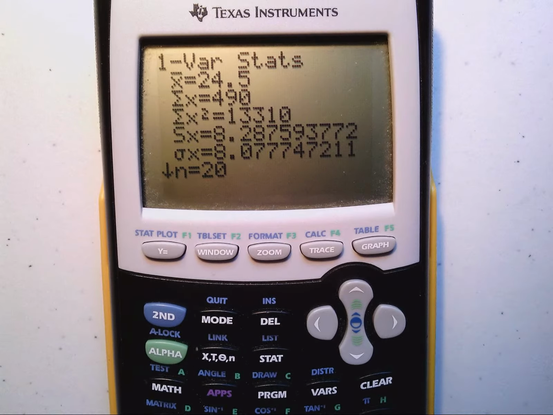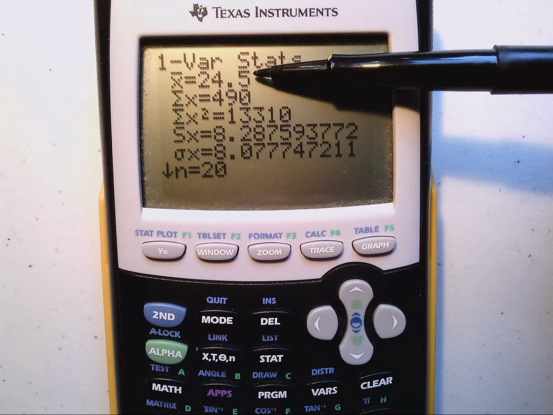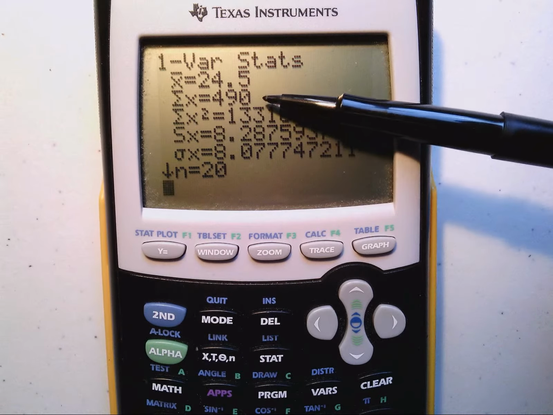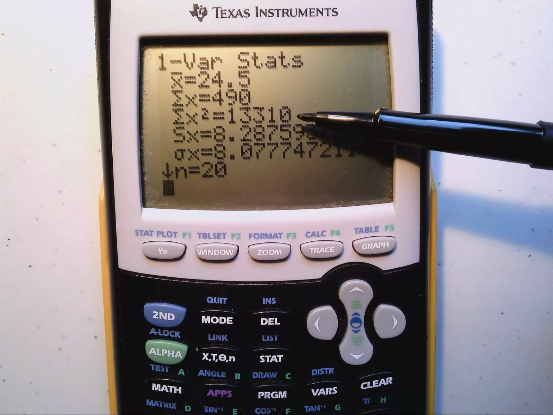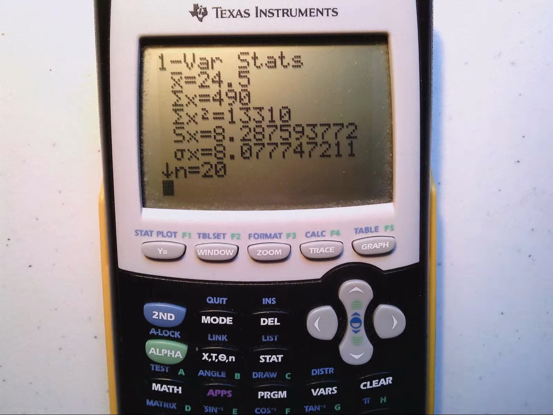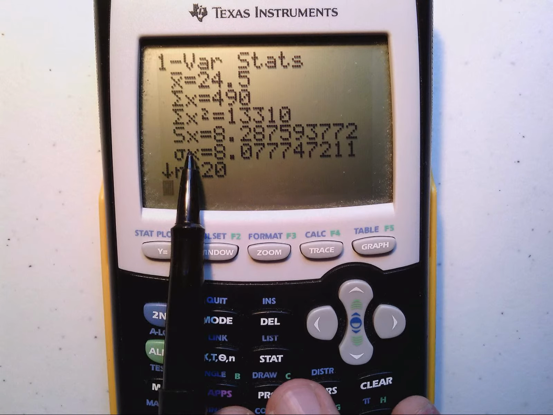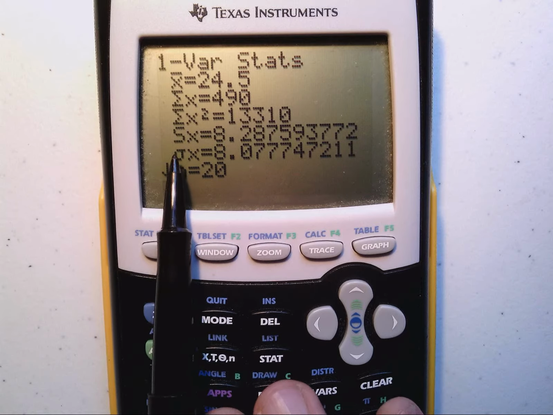The average for our midpoints and frequency is 24.5. Again, what the sum would be of all the values, what the sum of the squares would be of all the values, and what we're interested in right now is the standard deviation of this sample. Not population, sample. So we use S sub x, and that's the standard deviation of it.